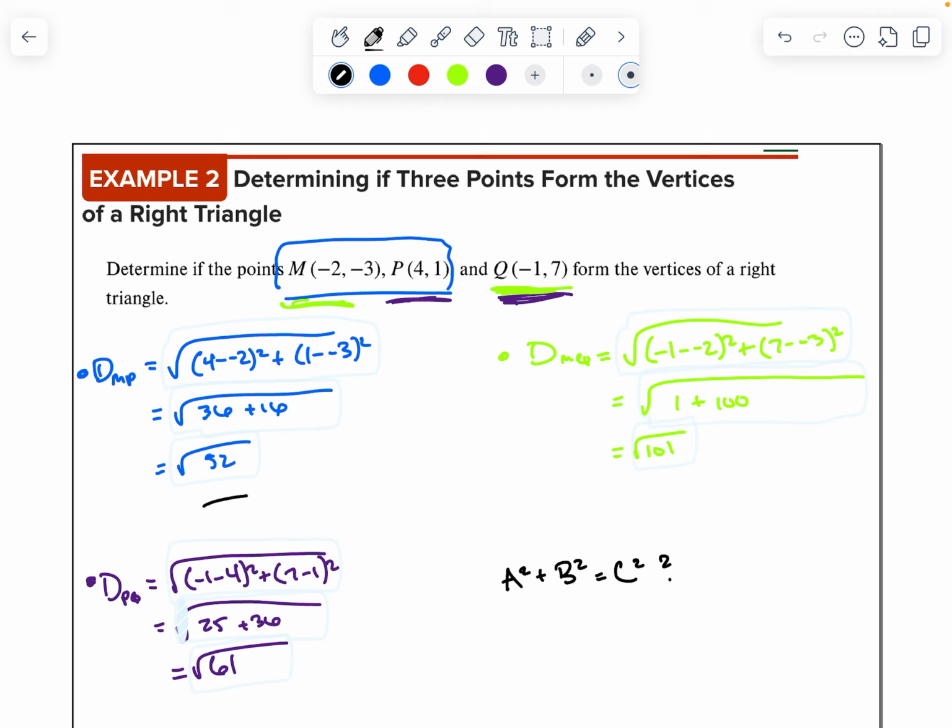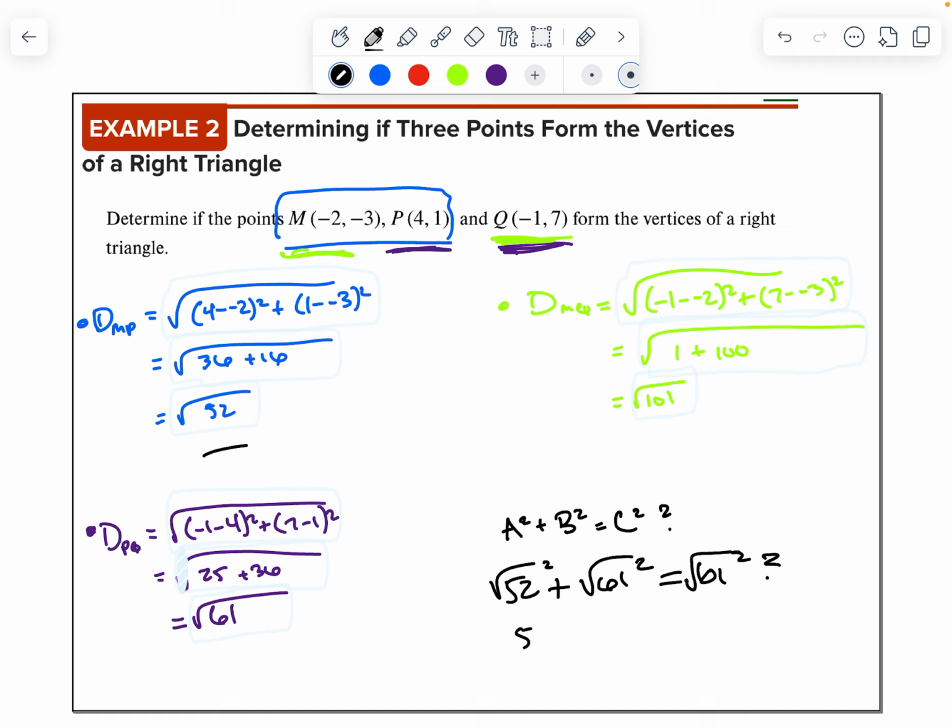If we take the square root of 52 squared plus the square root of 61 squared, does that equal the square root of 101 squared? The square and square root are inverse operations, so does 52 plus 61 equal 101? 52 plus 61 in the calculator gives me 113, and that does not equal 101. So that does not form a right triangle.